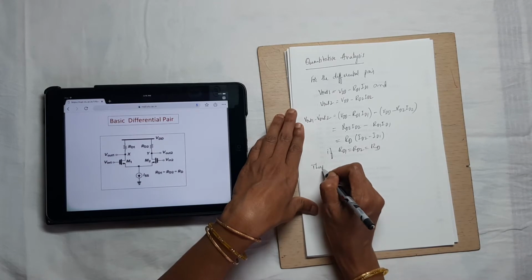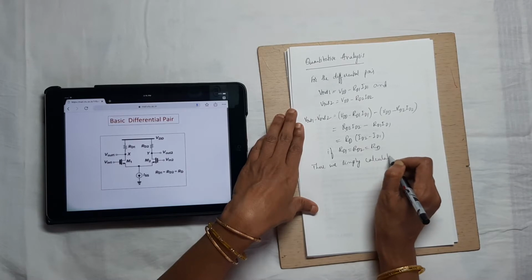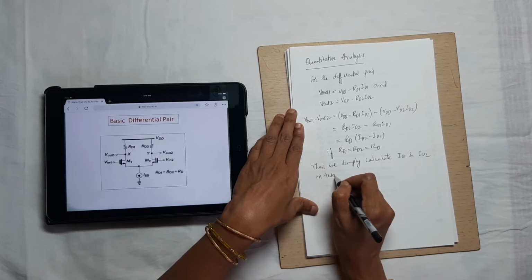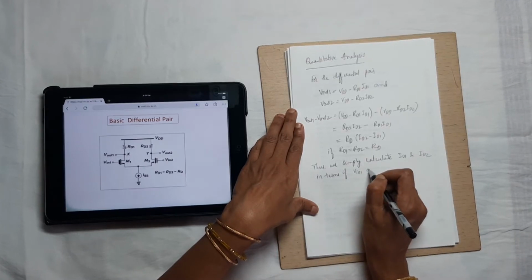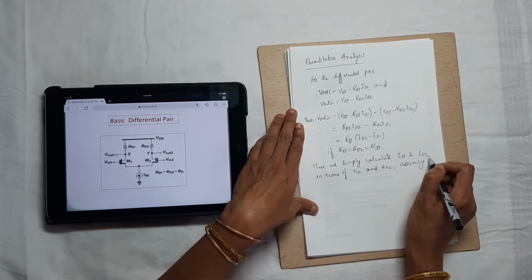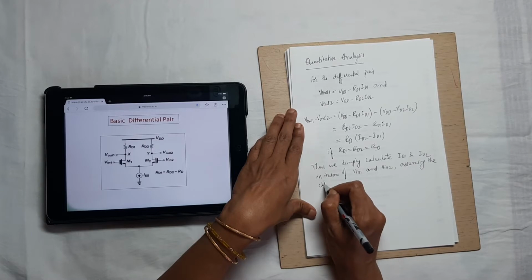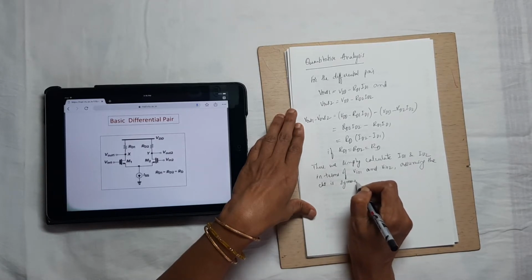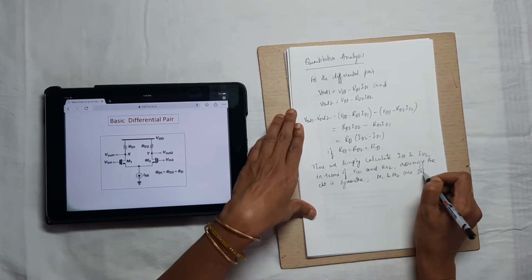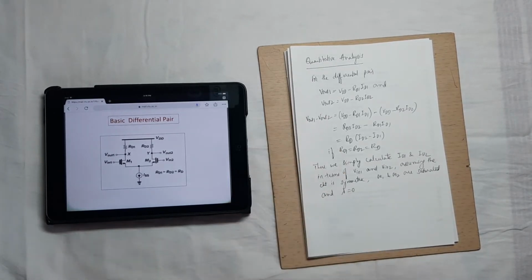Thus, we simply calculate ID1 and ID2 in terms of V in 1 and V in 2, assuming the circuit is symmetric, M1 and M2 are saturated, and lambda is equal to 0.